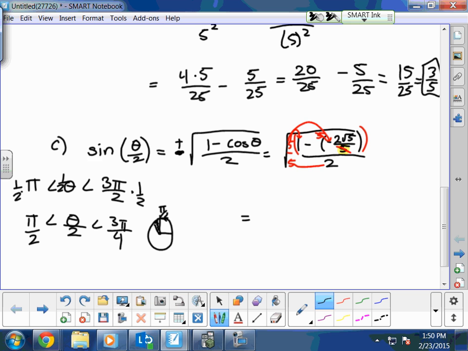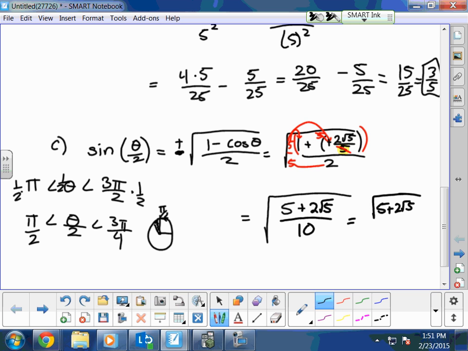This is going to be the square root of 5 minus, now, you see the two negatives? It's going to become positive. So I'm going to make that positive 2 square root of 5 over 10. Now, from here, I'll go ahead and break up the square root symbol. This is the square root of 5 plus 2 square root of 5, over the square root of 10.